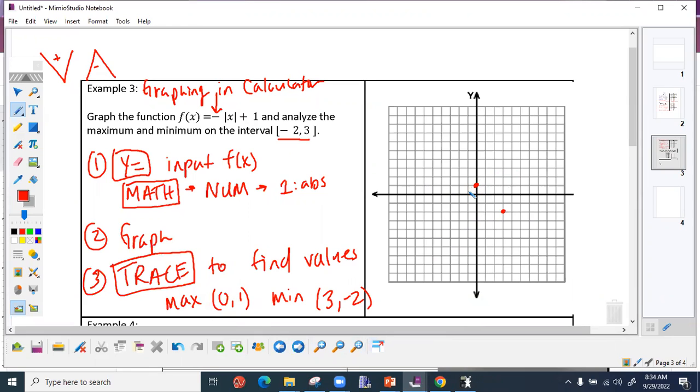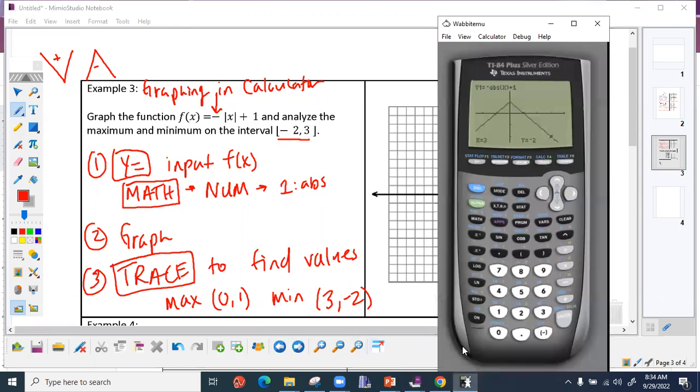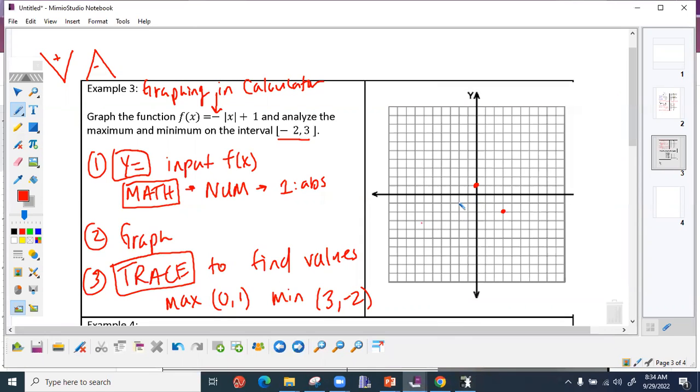If I went over at 2, we had, what was our 2? We had -1. So if we type -2 in again, let's just verify. It was at -1. So go over to -2, -1, and this is what our absolute value looks like.